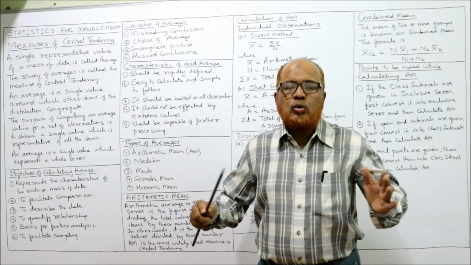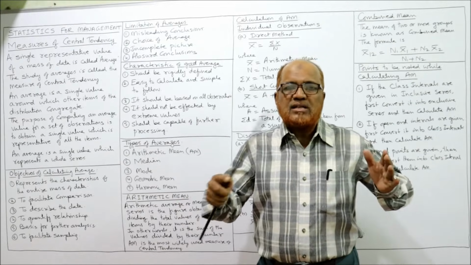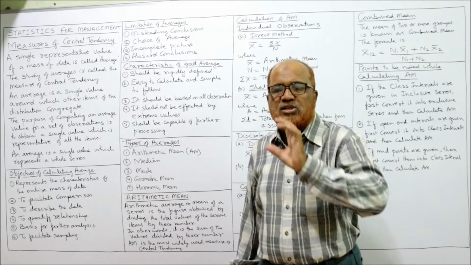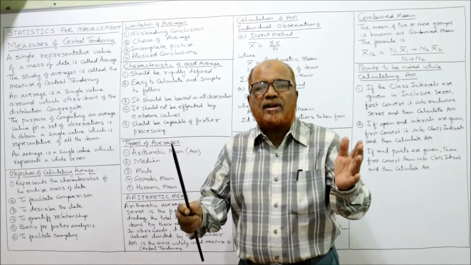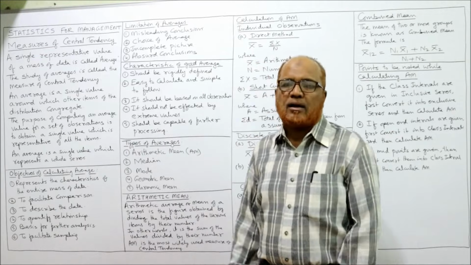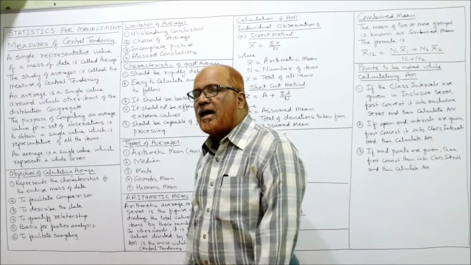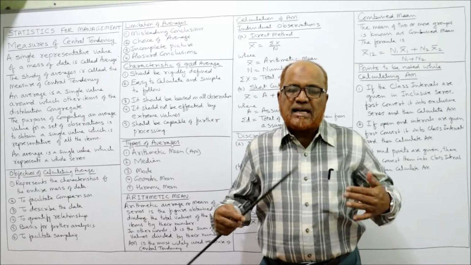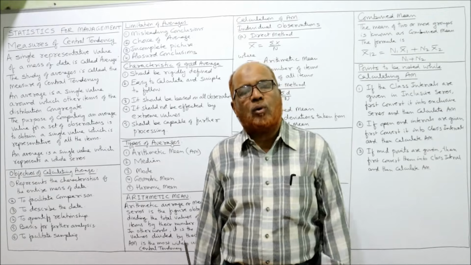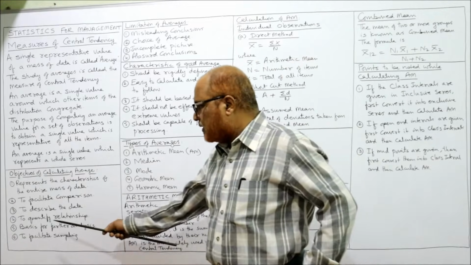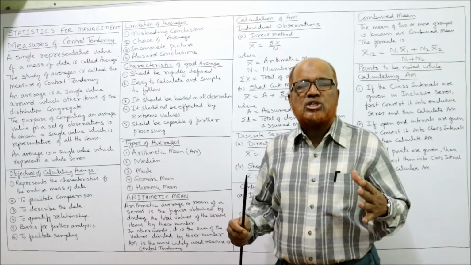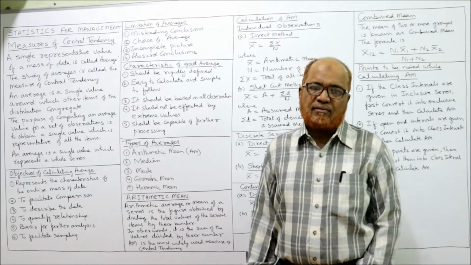If you want to compare two groups, two masses of data, we simply take the average of the first group and the average of the second group. Comparing the averages, we can give a conclusion regarding the comparison of the whole data. Next, to describe the data. By studying the average, we can get a complete description of the whole data. Next one, to quantify relationship. We can find out the relationship by calculating the average.